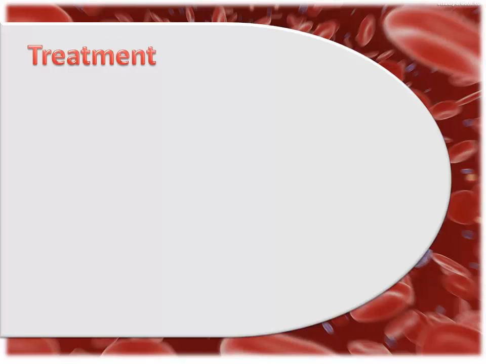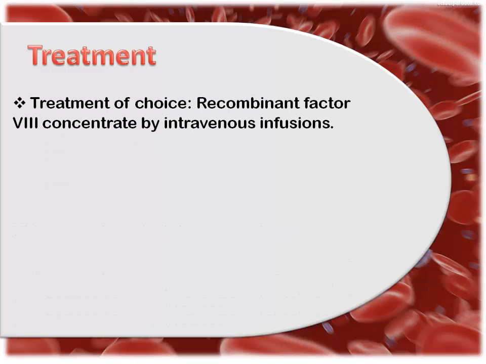Treatment of hemophilia A. The treatment of choice in cases of hemophilia A is giving the patient recombinant factor VIII concentrate by intravenous infusions, but economical restraints have made it that not all patients can have this recombinant factor, and most get plasma-derived concentrates, particularly in developing countries.